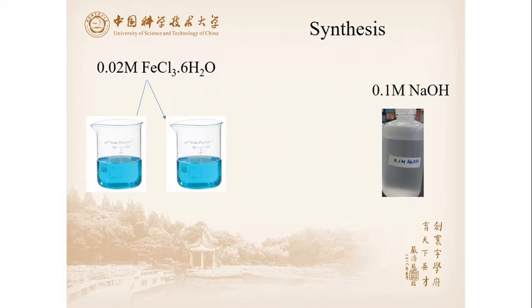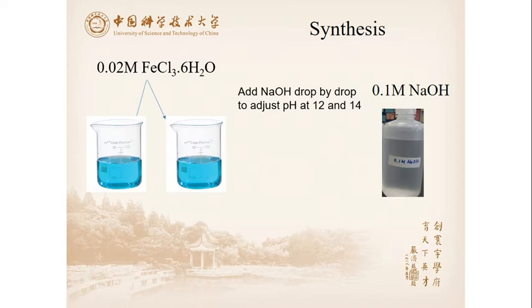Then in the preceding step, we need to add sodium hydroxide drop by drop in these two beakers for the adjustment of pH at 12 and 14. When the pH gets adjusted with the help of pH paper, we need to stir this resulting solution for 1 hour in order to get the homogeneous solution.